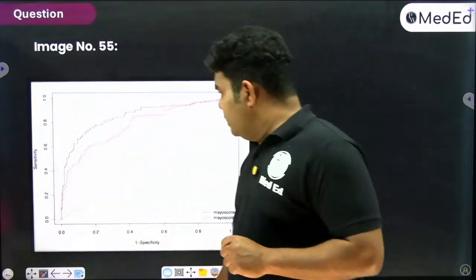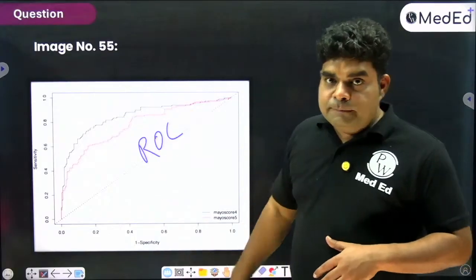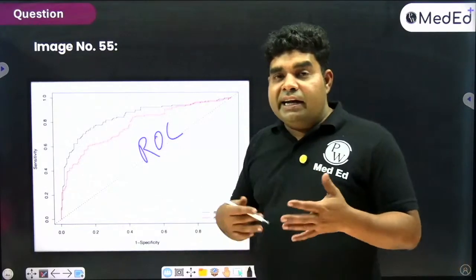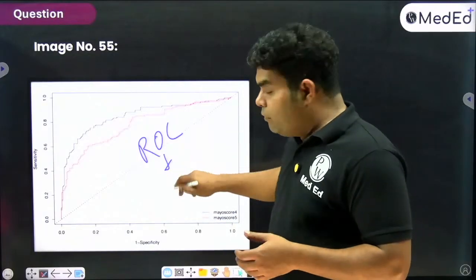So do remember this. And this is known as the ROC curve, receiver operating characteristic curve. When we want to know the ideal cutoff for fasting blood sugar, let's say 126, how did we get that ideal cutoff?